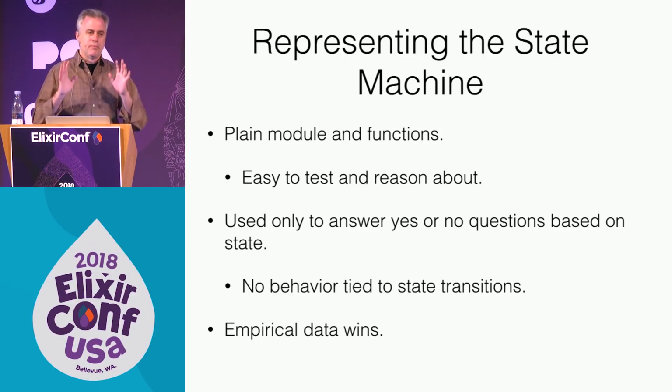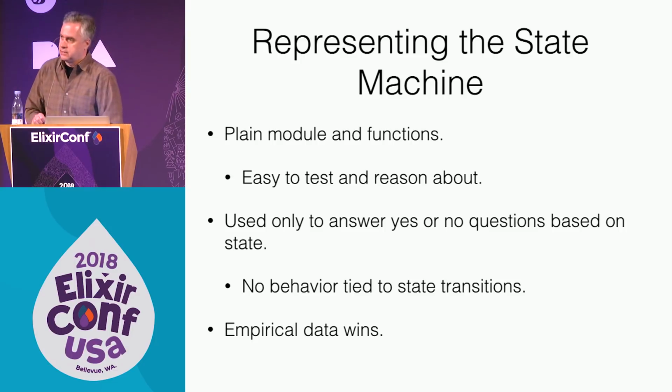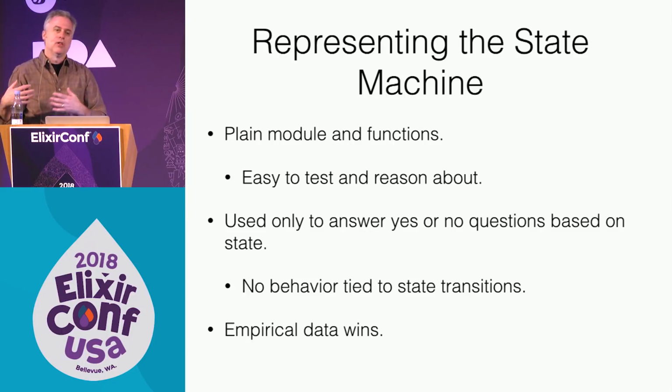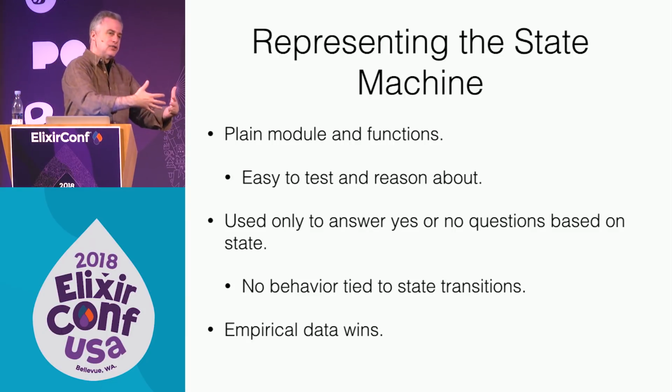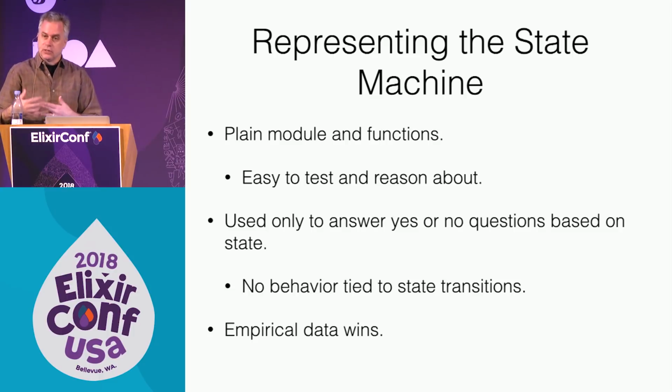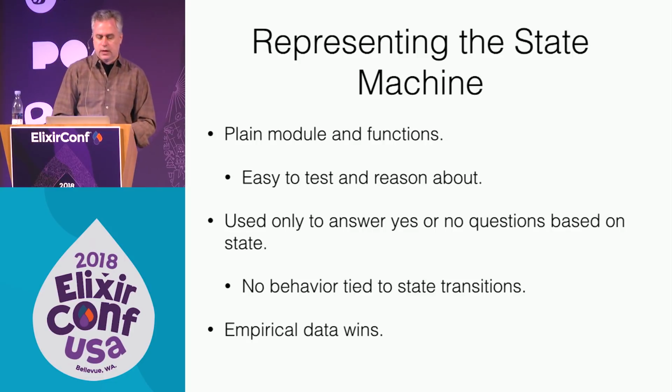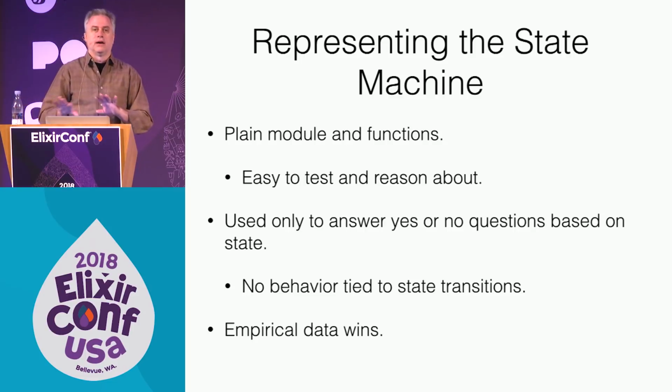So what we wanted to do is make this as dirt simple as humanly possible. Right now we have a plain module and functions, and they answer simple yes or no questions about state. While we took the business logic out into its own file, we're also going to take the logic around state and state transitions, and really the rules about state and state transitions, out into their own module as well.